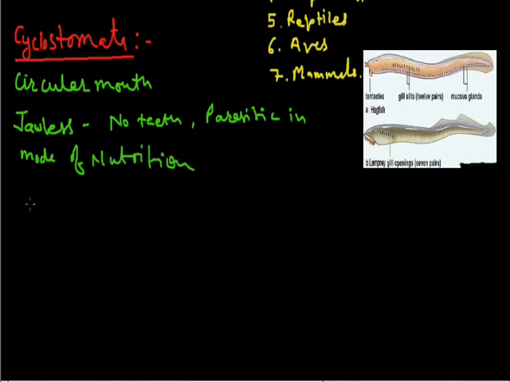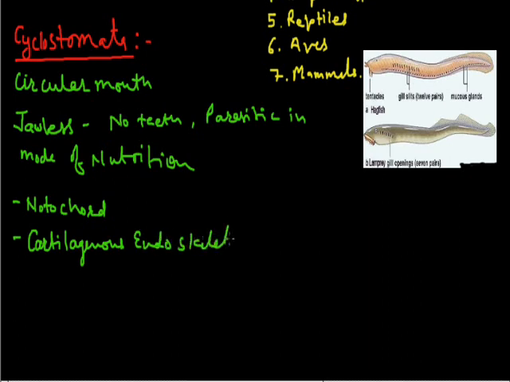Another important feature of this class is that these animals have a notochord, which develops into the vertebral column or backbone. These animals have an endoskeleton which is made up of cartilage, so a cartilaginous endoskeleton is present. Cartilage is a type of connective tissue which forms the endoskeleton, so we call it a cartilaginous endoskeleton. It is soft as compared to bone.